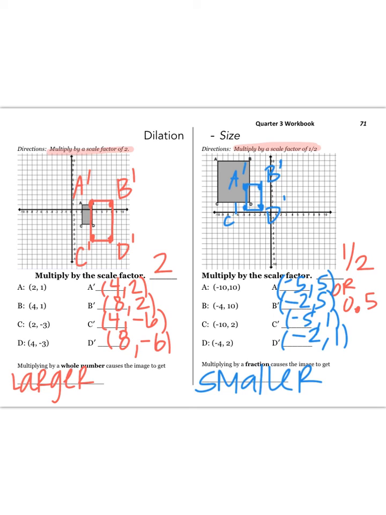So big things from the lesson. For reflections, you just do a flip of the image across the x or y axis. Keep your ordered pairs the same, but adjust the x or the y, depending on which axis you reflect over. For dilations, just multiply by the scale factor.